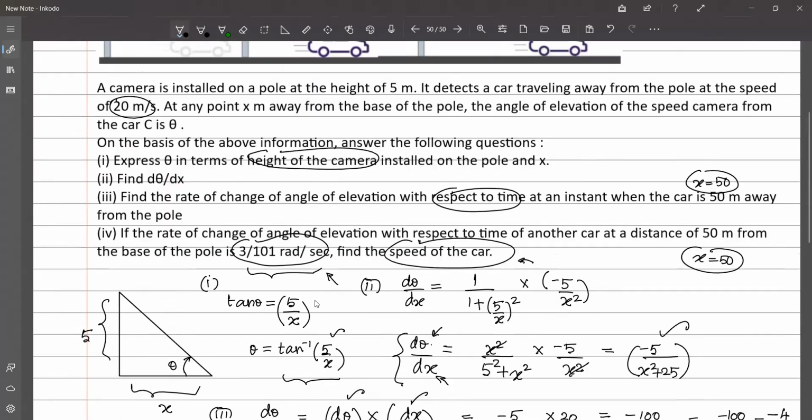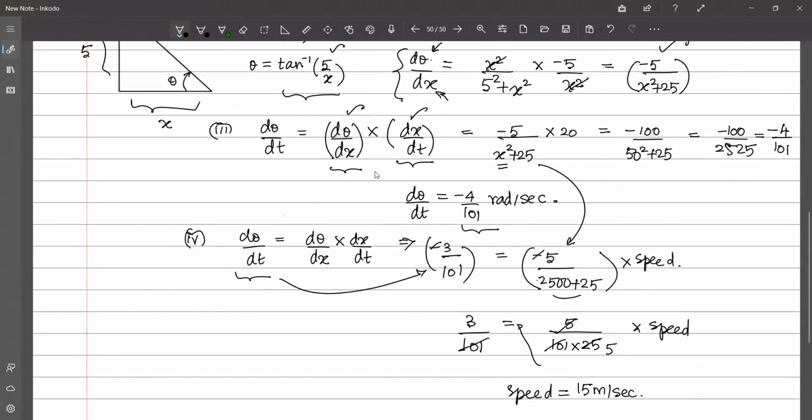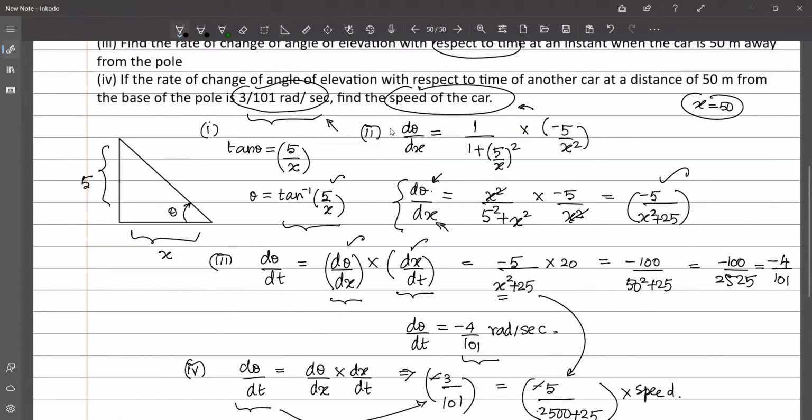So is the meter per second given in the question? Yes. 20 meter per second was the speed of the previous case. 15 meter per second is the speed of this particular case. And hence we have solved all the 4 questions.